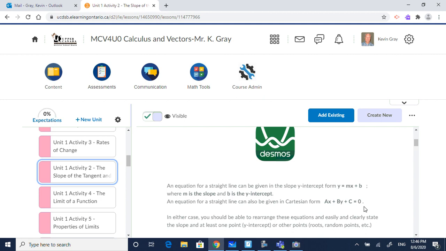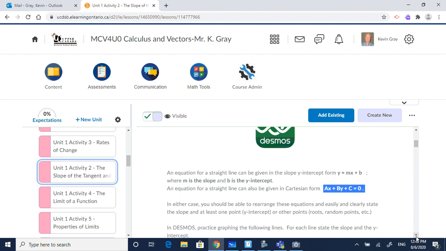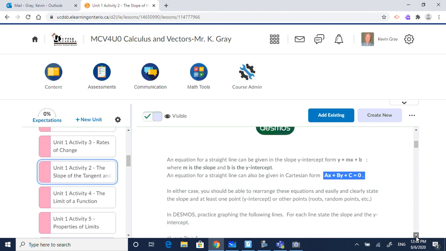I want you to understand how we write equations of straight lines. That's in the form y equals mx plus b. The textbook solutions write it in Cartesian form. That's capital Ax plus By plus C equals 0. And we need to make sure that we can go back and forth between these two things.